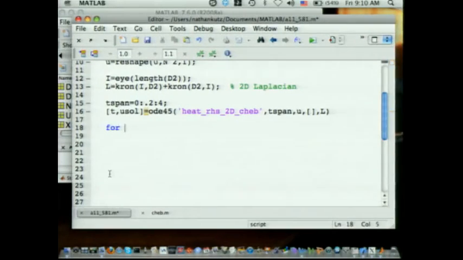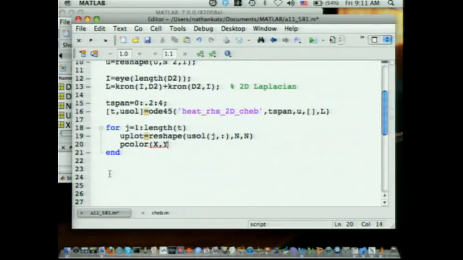So what we're going to do is for j equals 1 to length t. For each row, let's pull out usol, the jth row. When we get it, we're going to reshape it back to what it's supposed to look like, n by n, and call that u plot. Then we're going to do a pcolor on it: pcolor x, y, u plot. There we go. That's it.